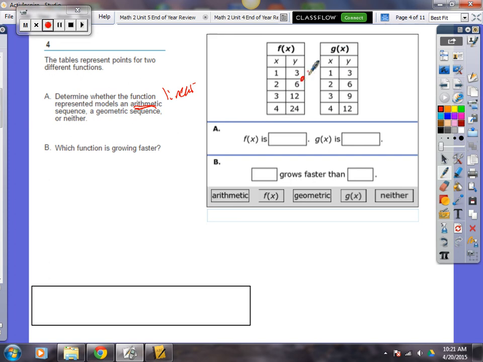3 to 6, that's times 2. 6 to 12, that's times 2. 12 to 24, that's times 2. So this is exponential. An exponential is geometric. So if it grows by multiplication, that's geometric, and it's exponential, and that definitely grows faster. Geometric grows faster than arithmetic, so f of x is going to grow faster than g of x. So pretty easy. If it's a linear constant rate of change, that's arithmetic. If it grows by multiplication, that's geometric.